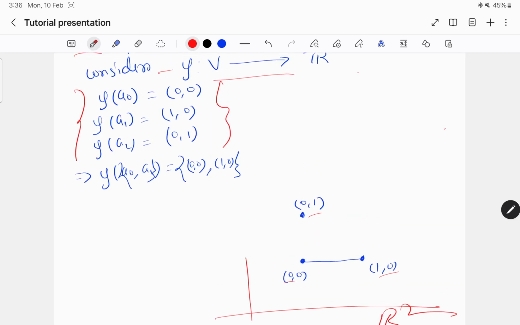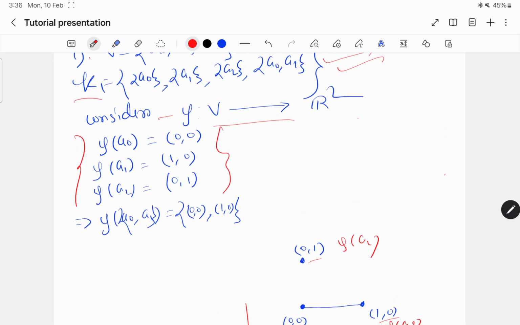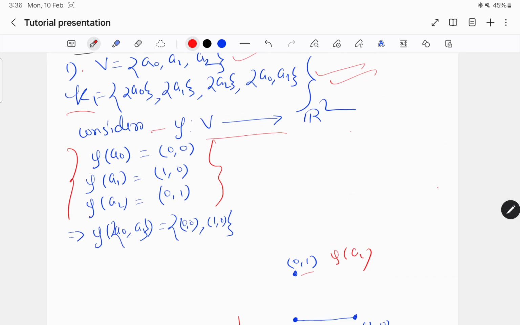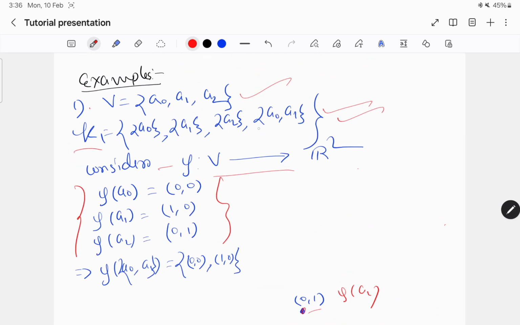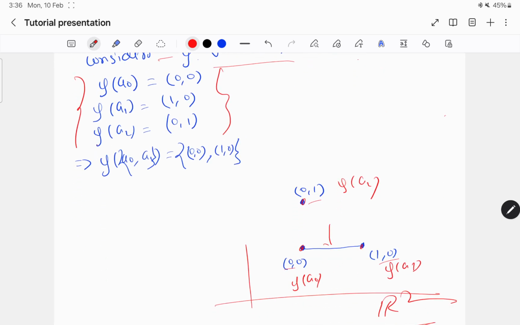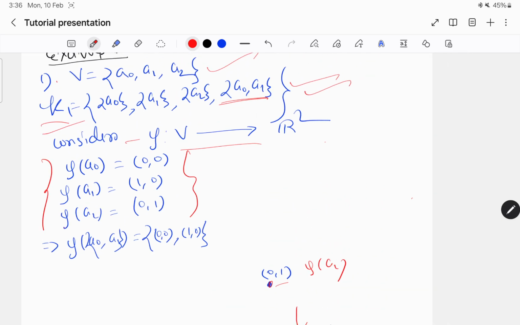So this is phi of A0, phi of A1 and phi of A2, and therefore you can see now we have to take the convex hull of phi of A0, phi of A1 and phi of A2. These are only these points only, and finally the convex hull of phi of A0 and phi of A1, that is actually this. So therefore this is actually the geometric realization of the simplicial complex K1.